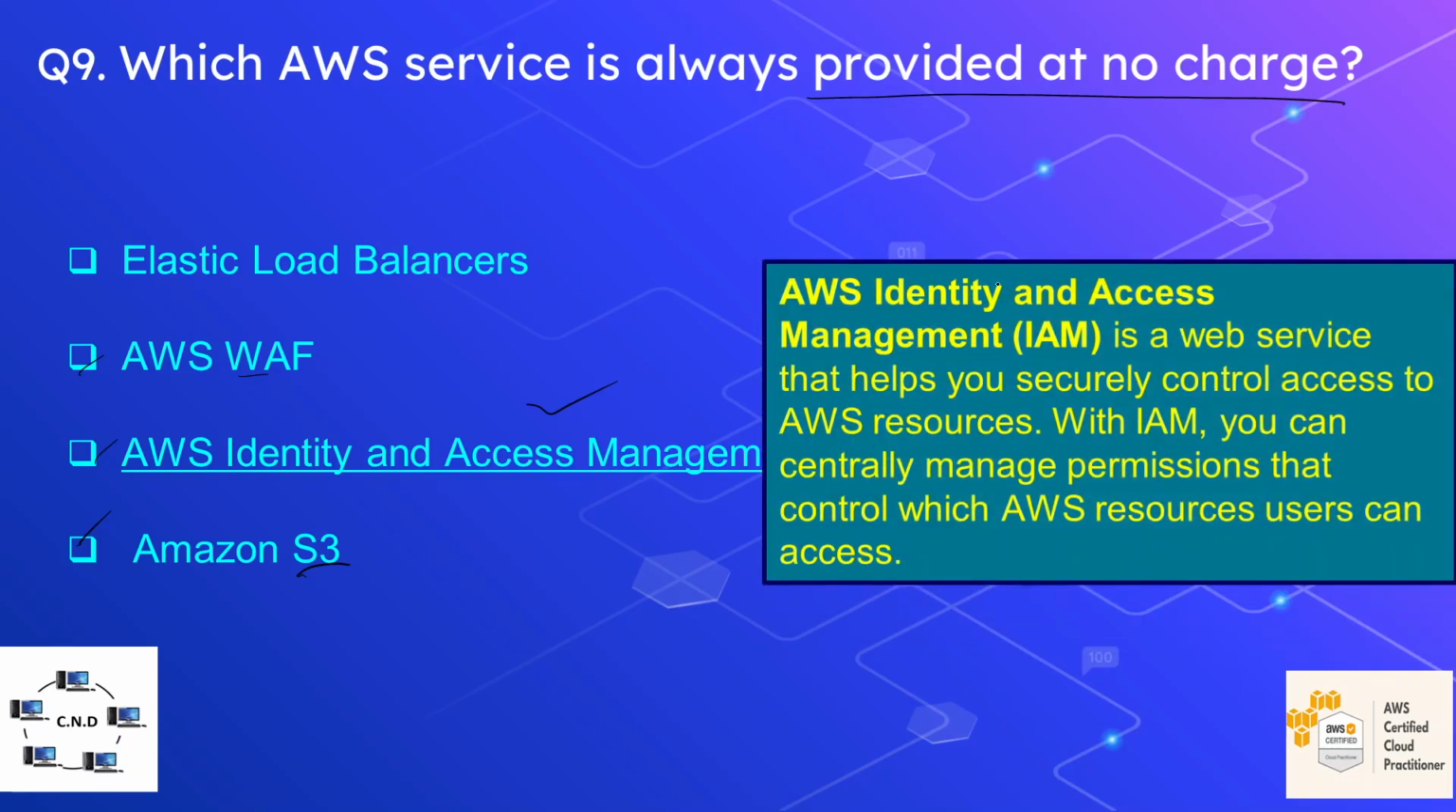And what is AWS Identity and Access Management? It is a web service that helps you securely control access to AWS resources. With IAM, you can centrally manage permissions that control which AWS resources users can access. So this is in a way a centralized platform where you can manage the permissions, the users, and the resources that the users can access, and it is free of cost.